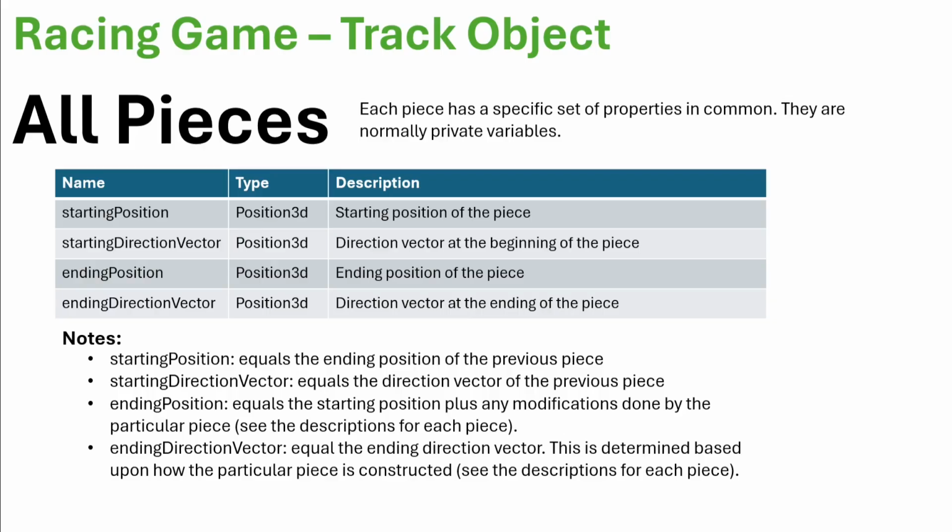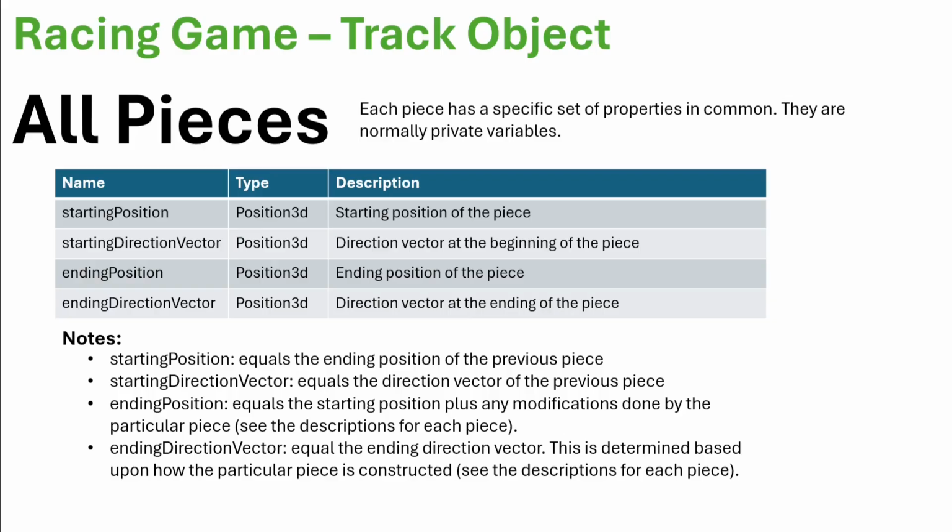Then we have the ending position, which is the final position that the piece is going to end with, and that would basically be determined by the length of the piece and the ending direction vector. And normally, for example, if you have just a straight piece with no contours or anything like that, your ending direction vector is going to be exactly the same as your starting direction vector. But we're going to have contours, we're going to have curves and things like that, so these will be different. But some very important concepts to understand here.